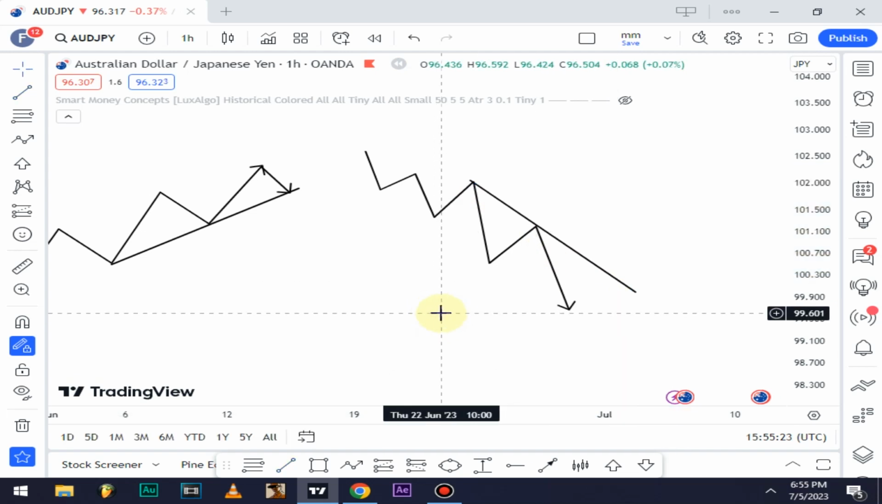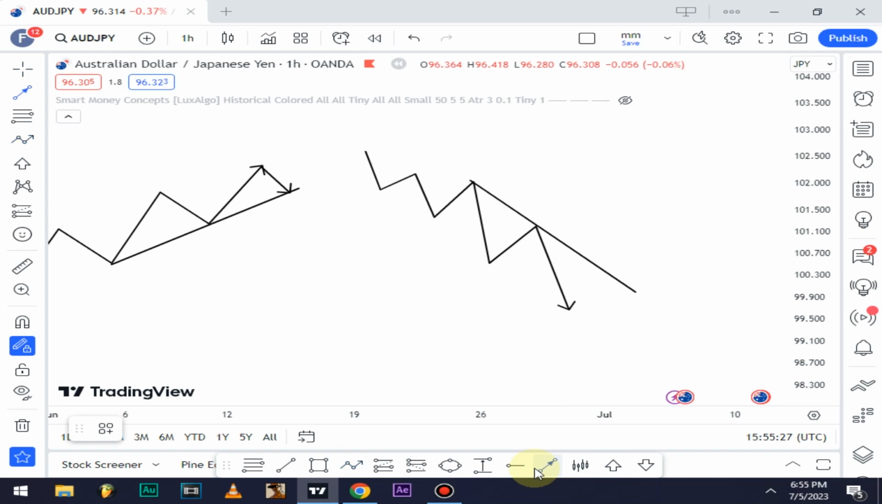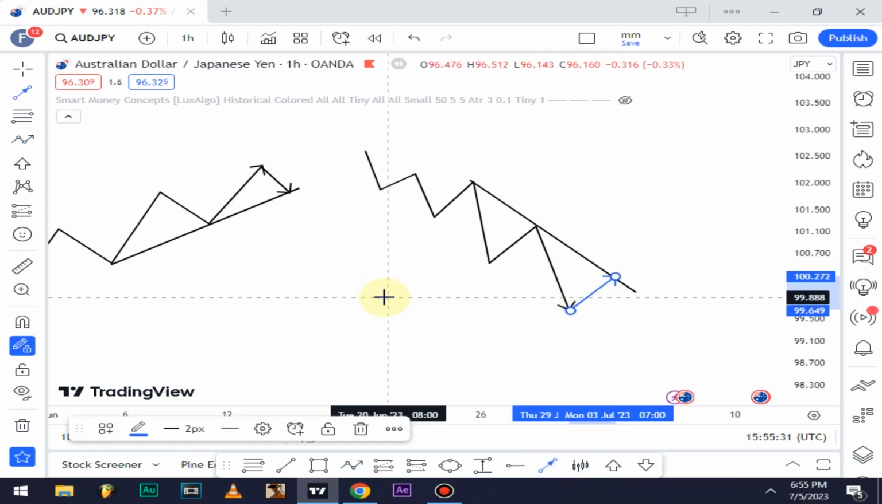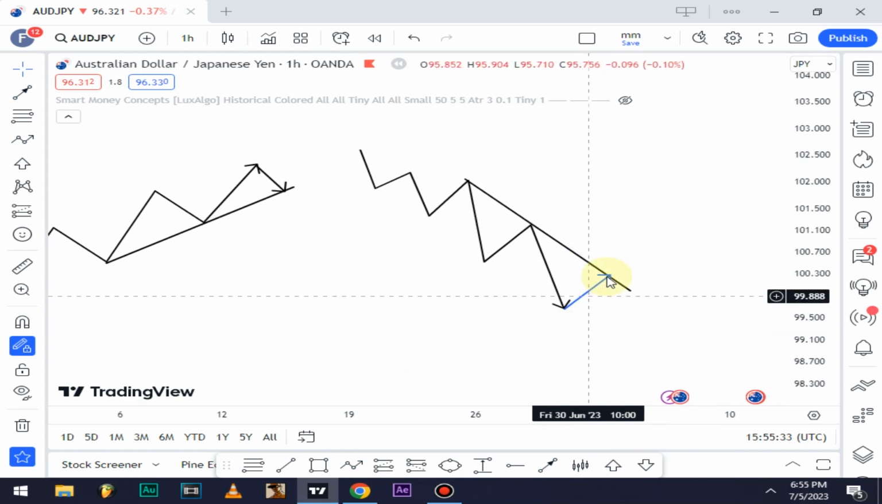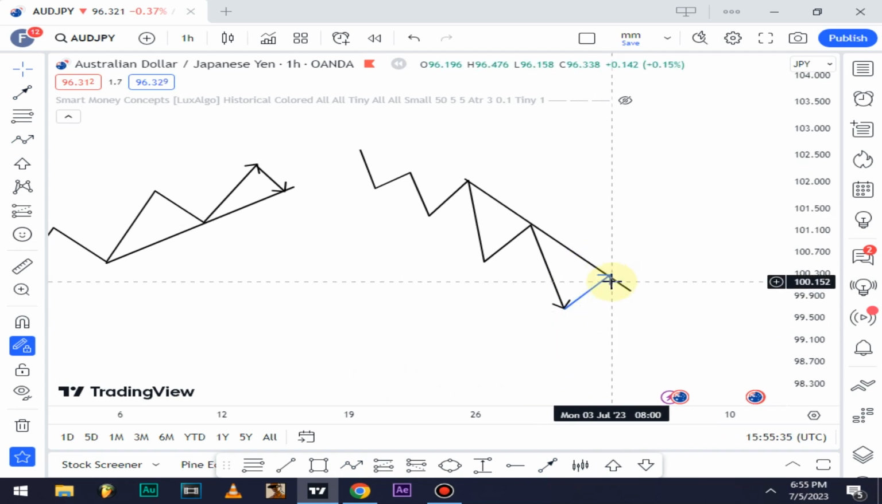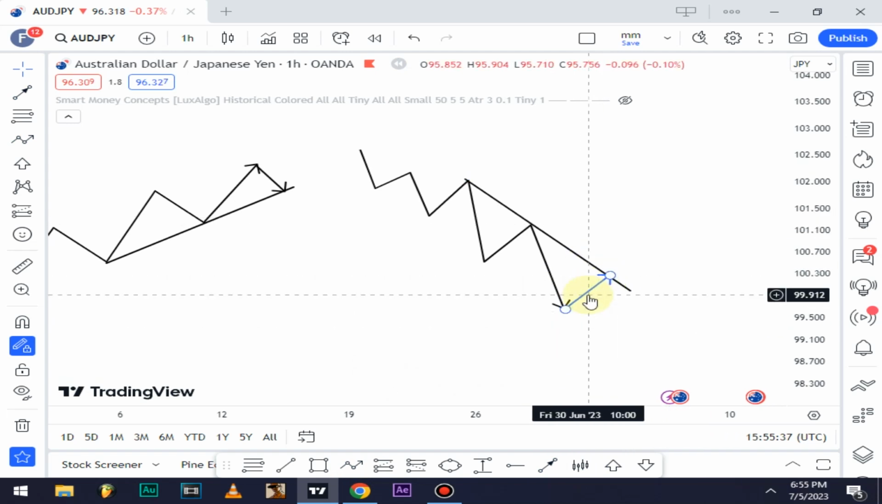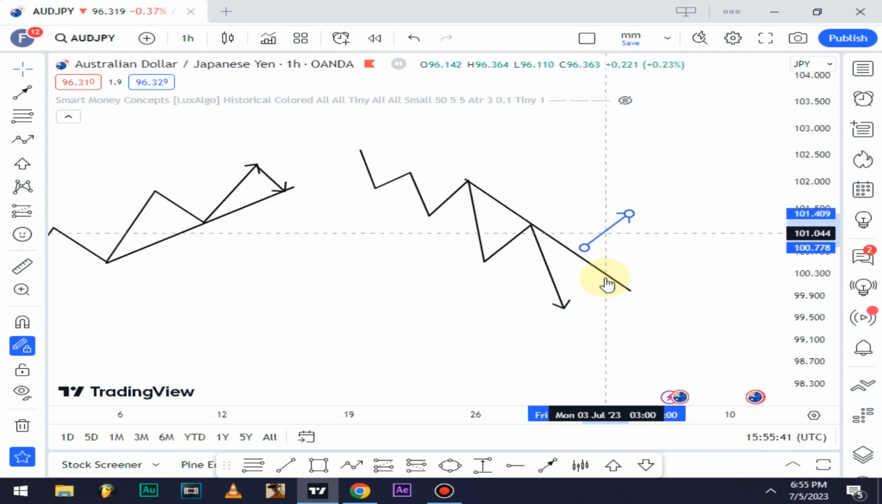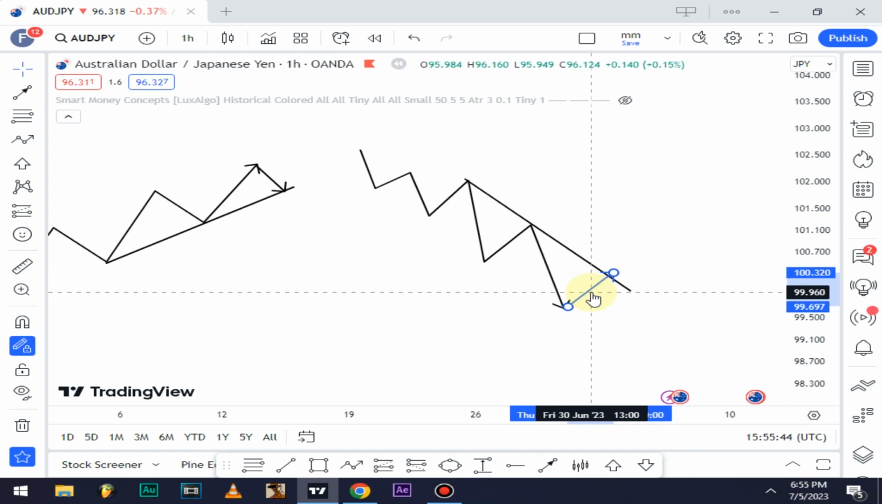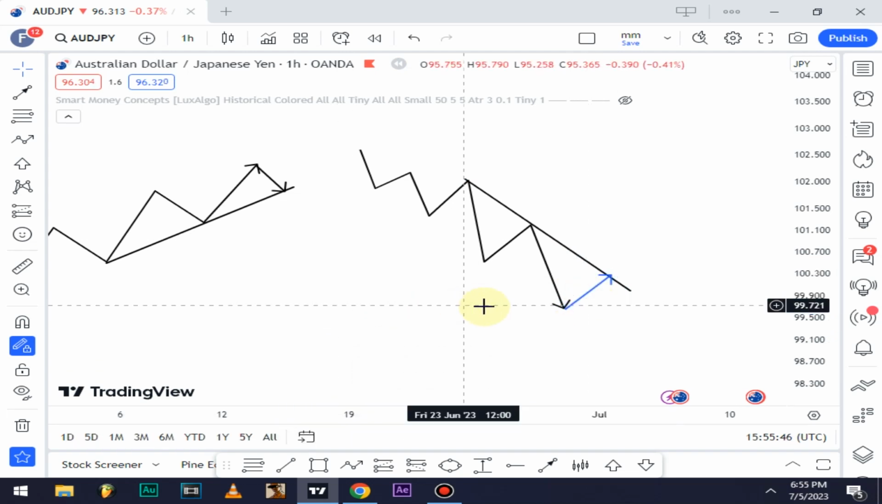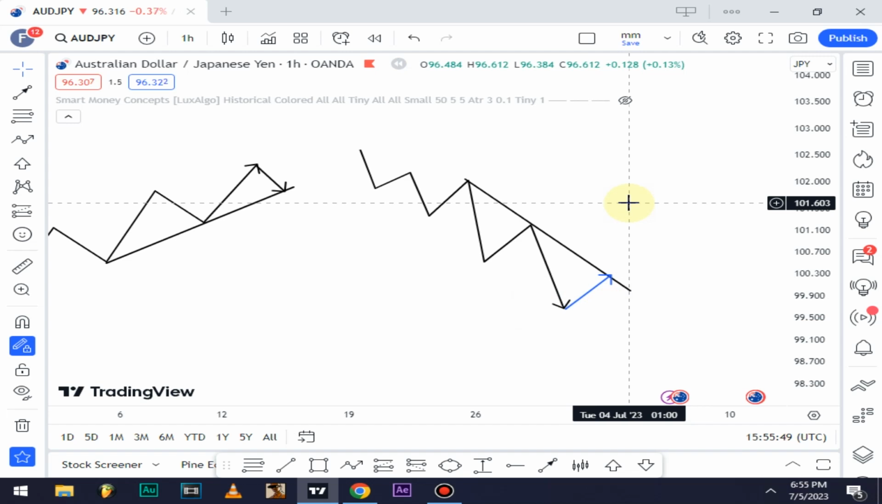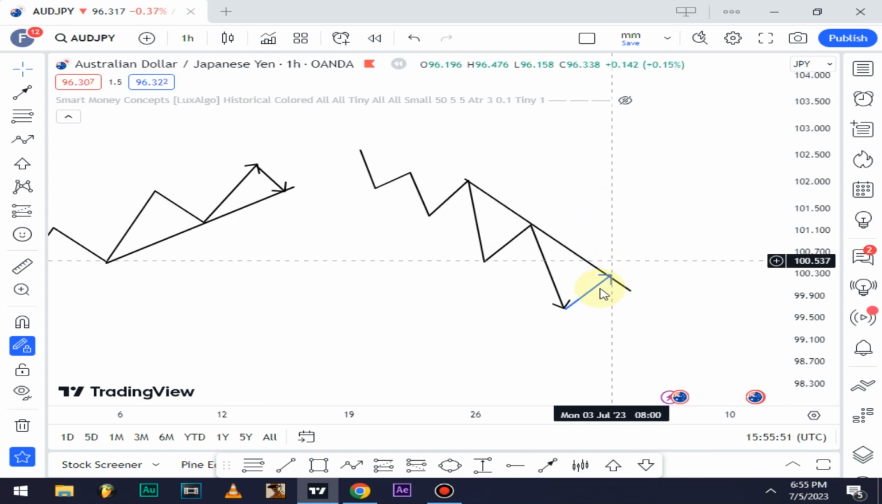Okay, then all you have to do is wait for a pullback to this zone, the third touch, like this. But when that happens, do not take your sell entry immediately over here. Wait and see. Go back to the lower time frame and see what this high or this retracement is doing, the 15 minutes. Of course, it should be doing higher high and higher low. Wait until those higher high and higher low structures are broken, and then take your entry.